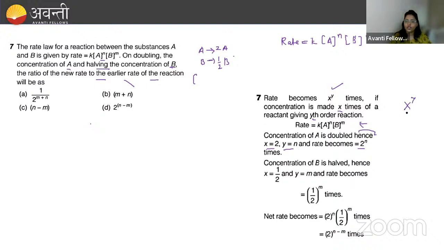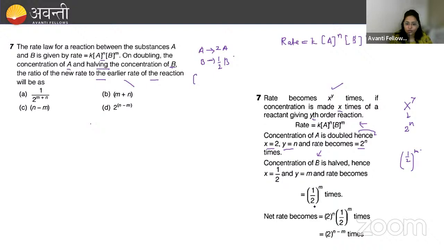X क्या है? कितना टाइम? 2 times हो रहा है. कौन सी reaction के लिए? Nth order reaction के लिए. Right? We don't know here order. Concentration of B is becoming half. Hence X का value हो जाएगा half. How much ordered reaction? M order reaction.